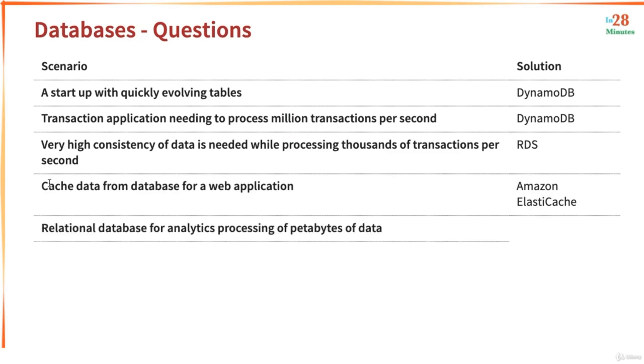The last scenario is a relational database for analytics processing of petabytes of data. So we are talking about huge amounts of data, and we are talking about a relational database. So we are talking about Redshift. This is very, very good for all your data warehousing and big data scenarios.